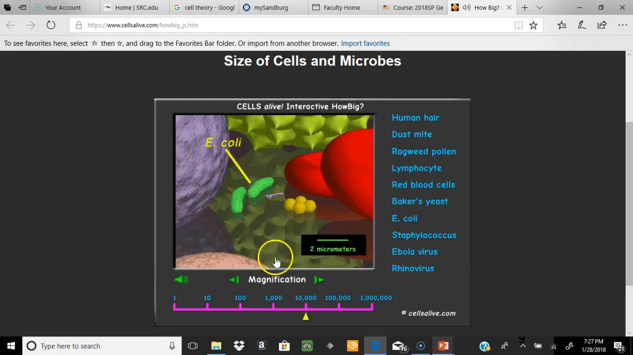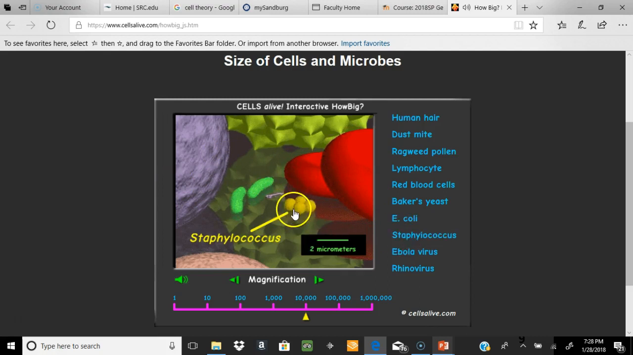Let's see, where's the E. coli? These are E. coli right here. So E. coli are bacteria that live in our gut. They're found in all animals. And some E. coli can cause a lot of problems. But E. coli are super small compared to our cells.